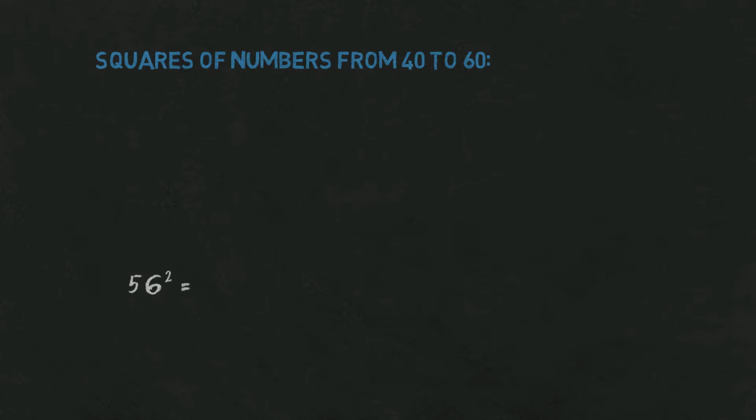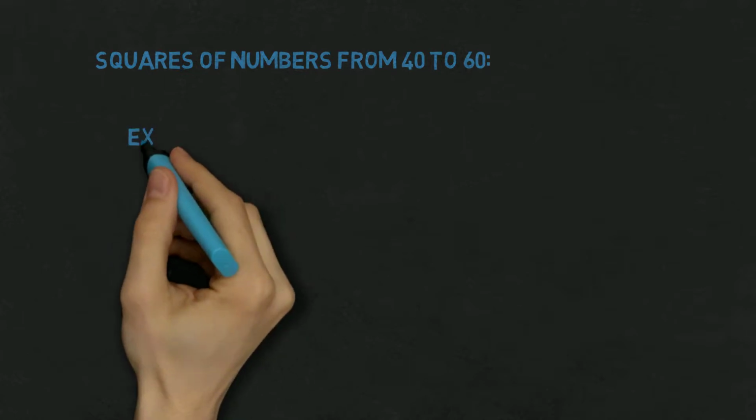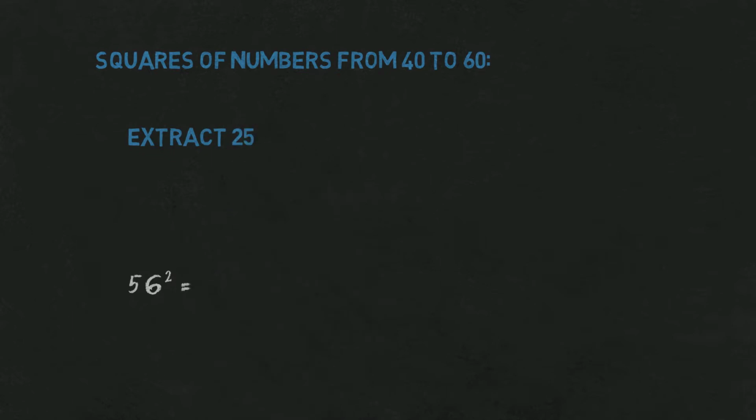There are two simple steps. First, extract 25 from it, so 56 minus 25 is 31. Those are first two digits of the result, so it will be 3100 and something.